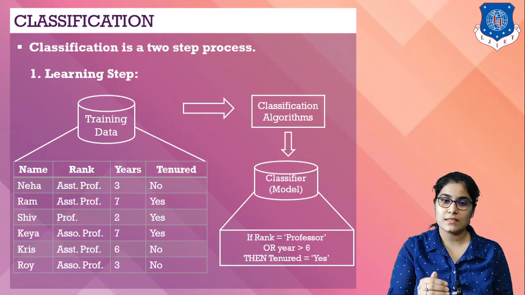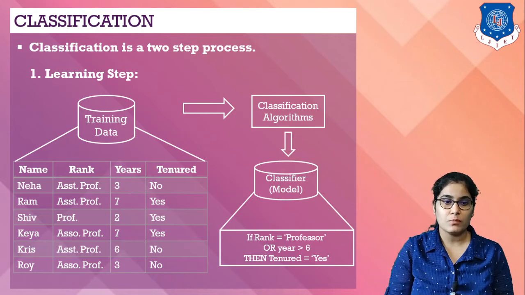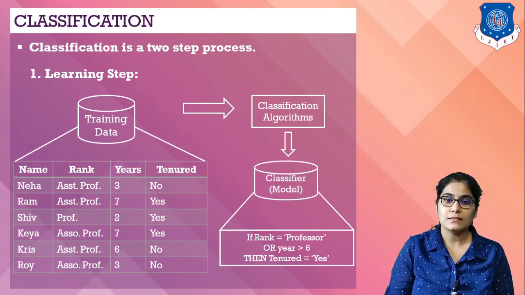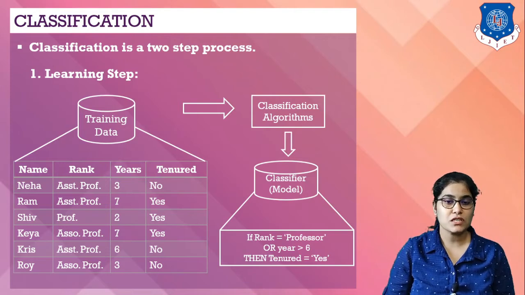This is the learning step, or we can say training phase, where a classification algorithm builds the classifier by analyzing or learning from a training set made up of database tuples and their associated class labels. Each tuple that constitutes the training set is referred to as a category or class. These tuples can also be referred to as sample, object or data points.